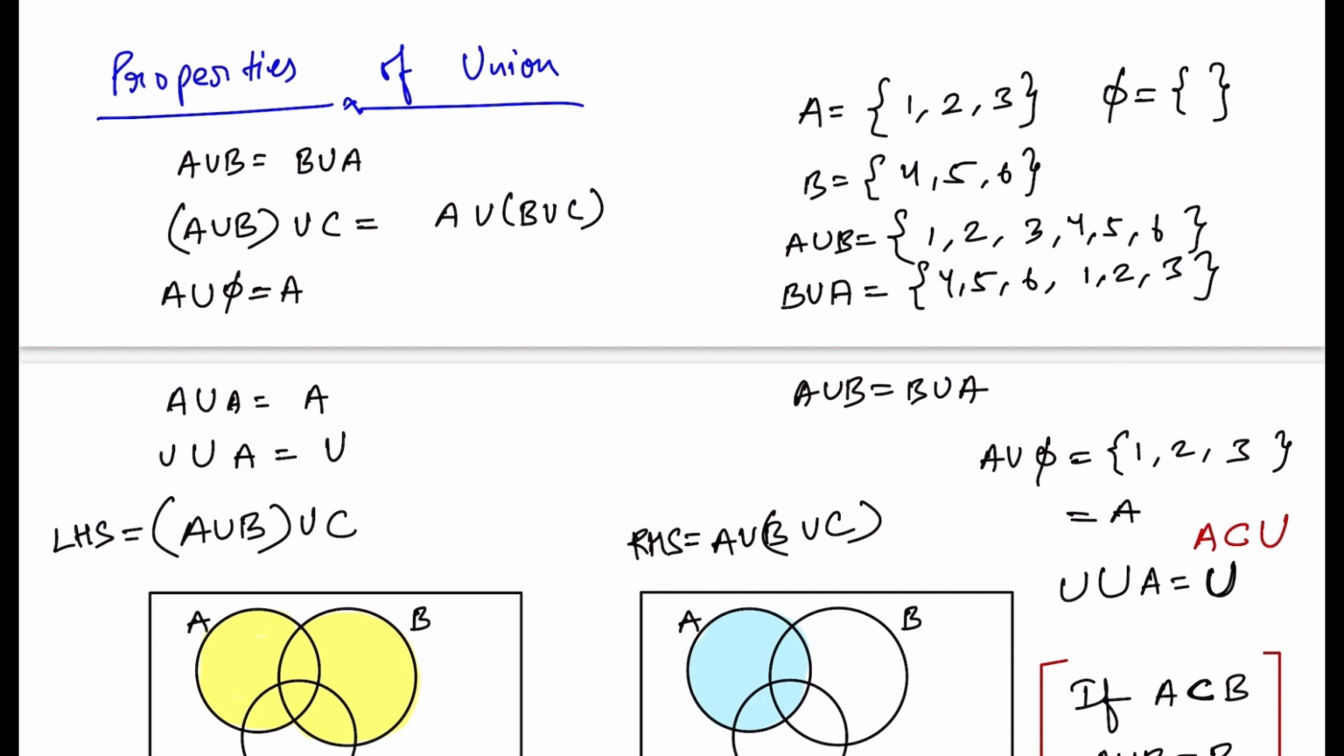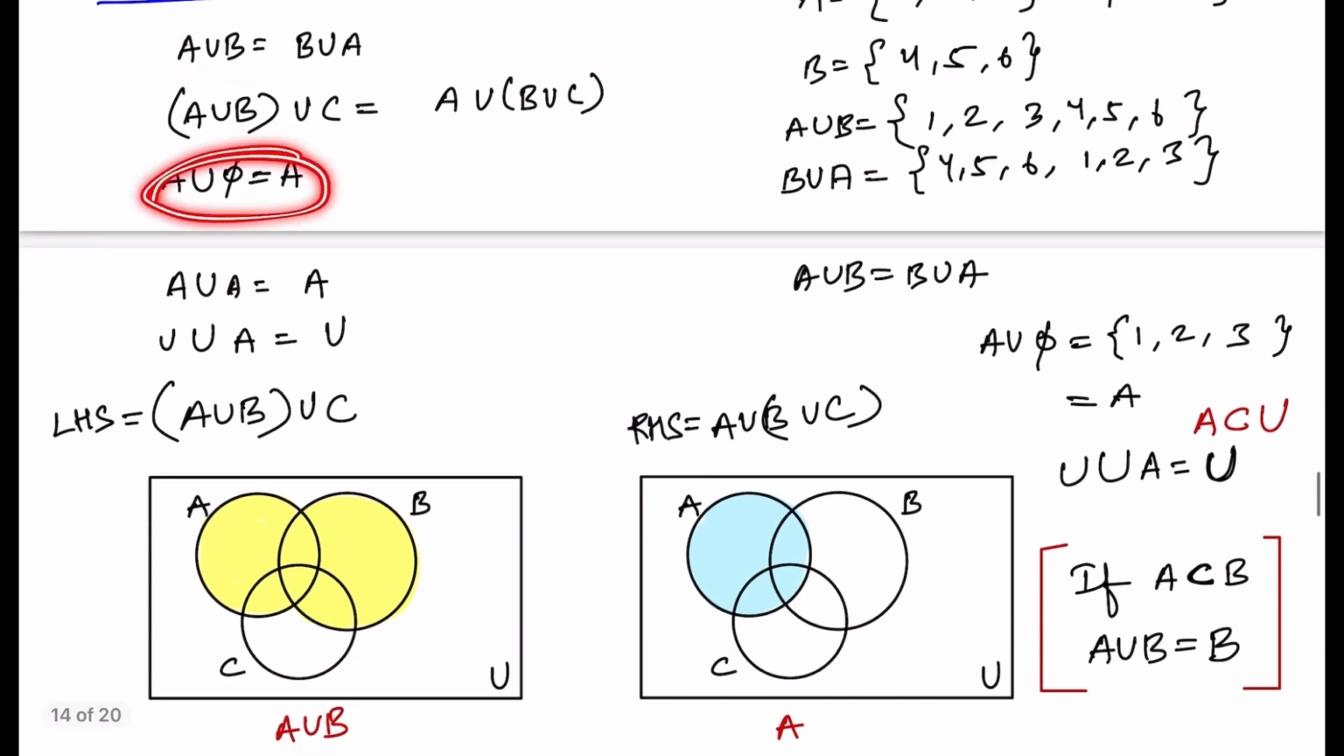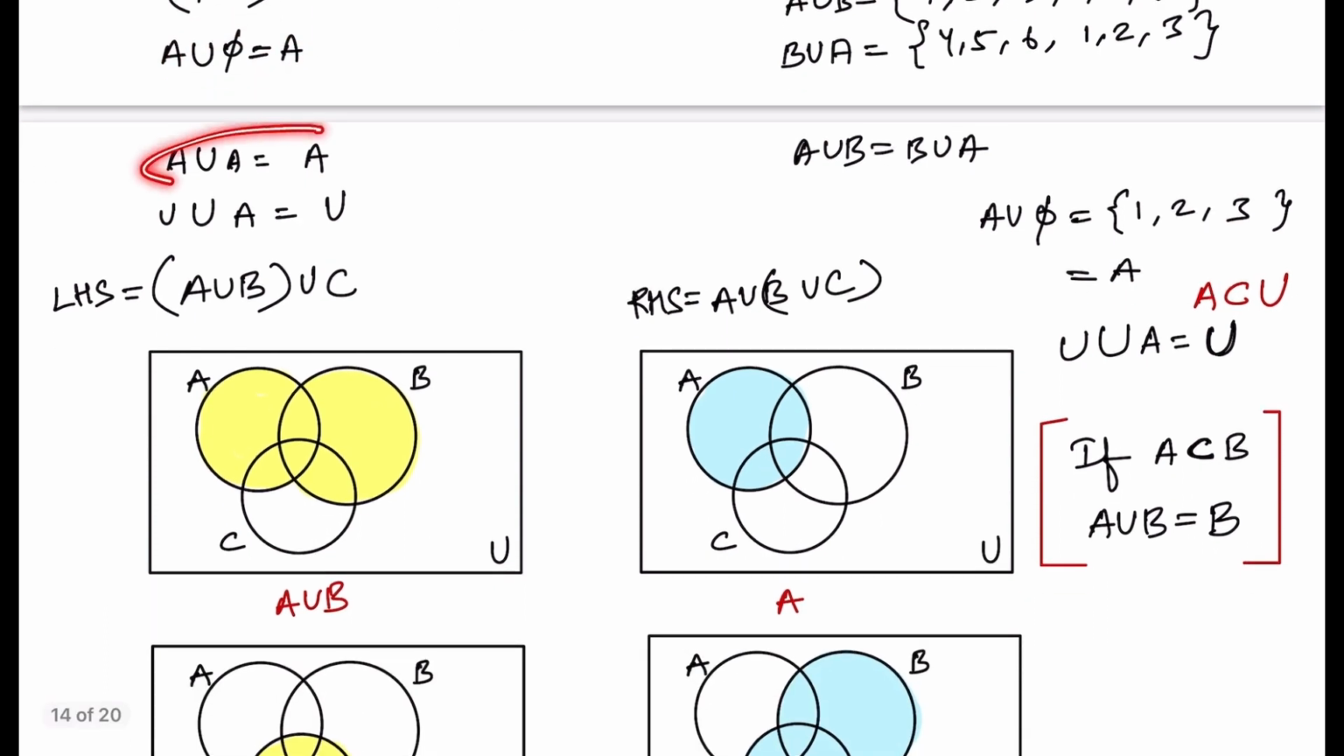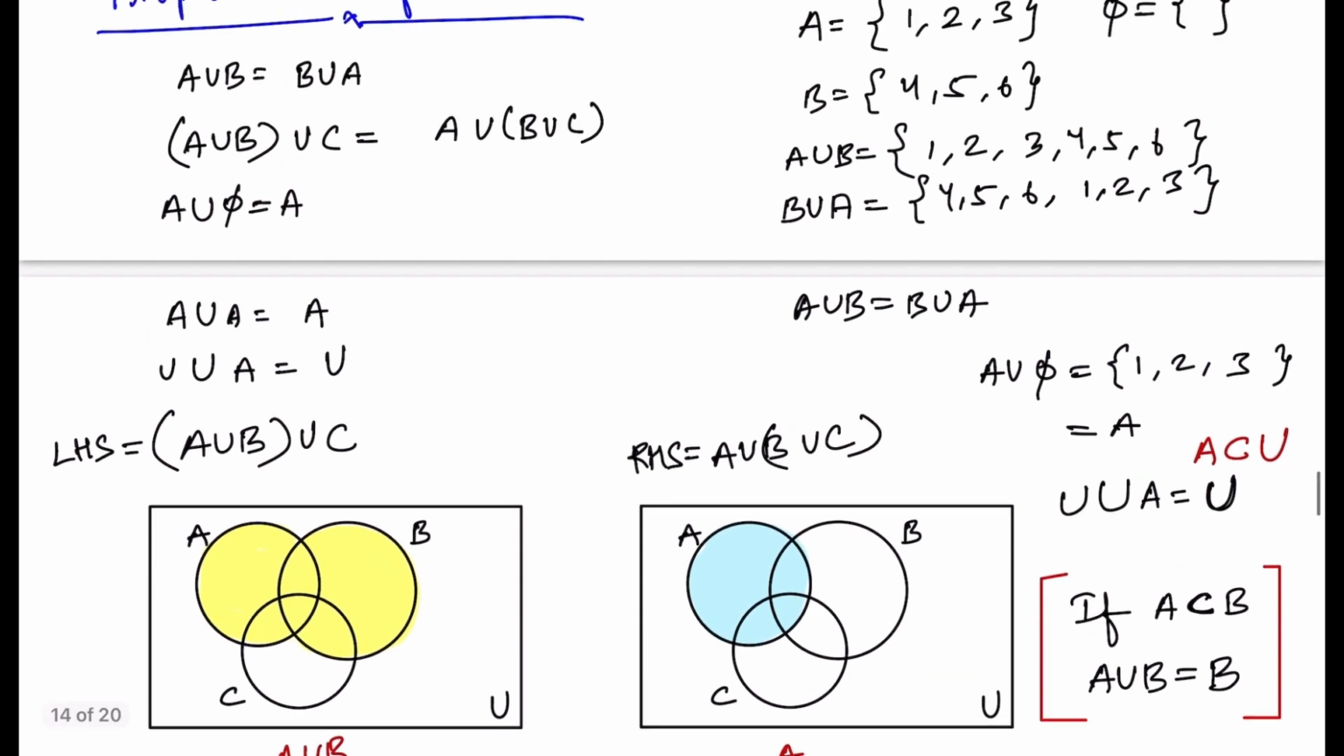Among which this first property is called commutative law. The second property is called associative law, this property is called law of phi, and this property is called idempotent law. This property is called law of u, meaning universal set. So these are the names of these 5 properties.